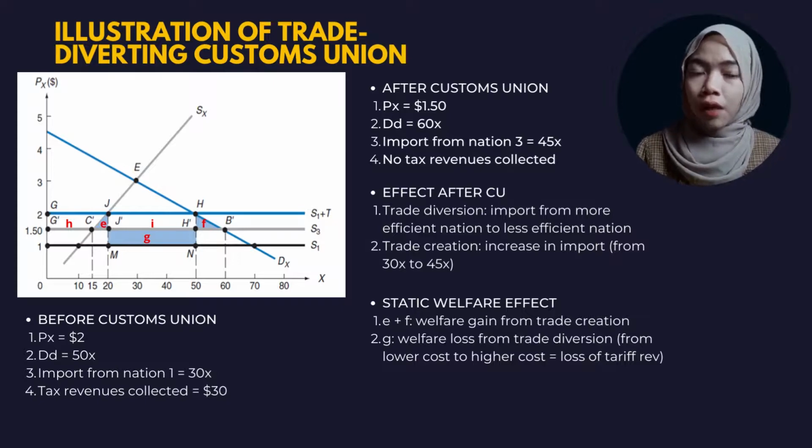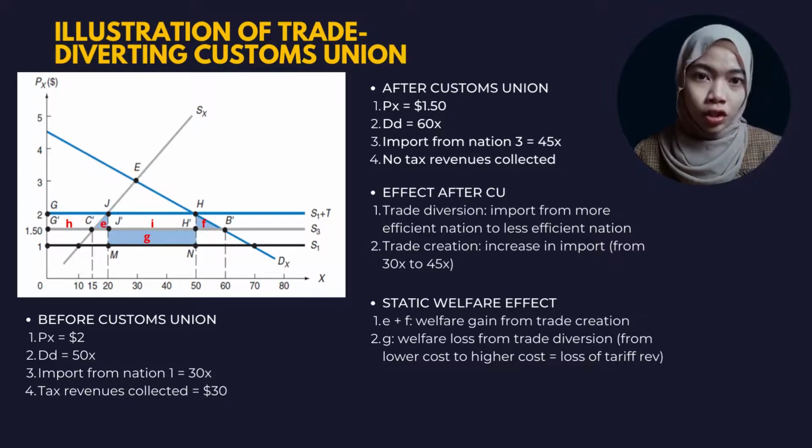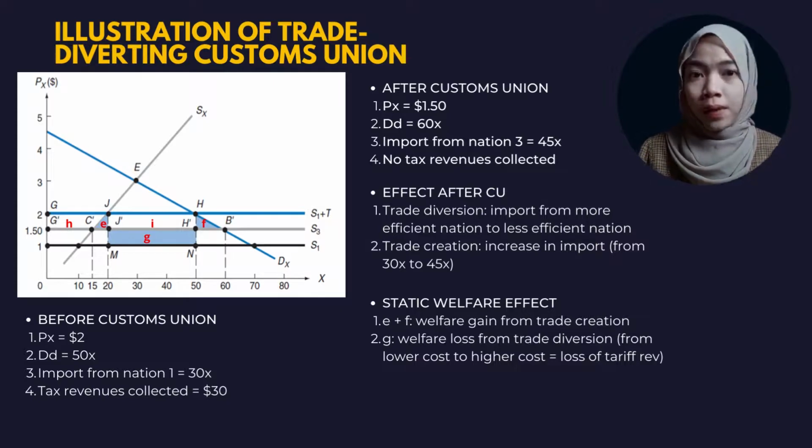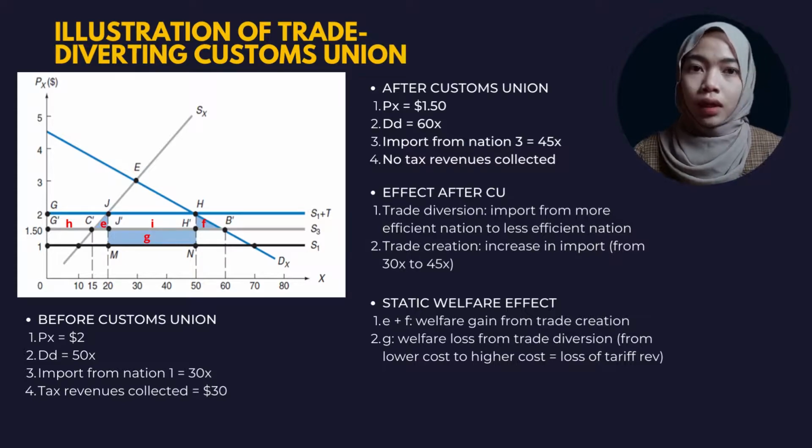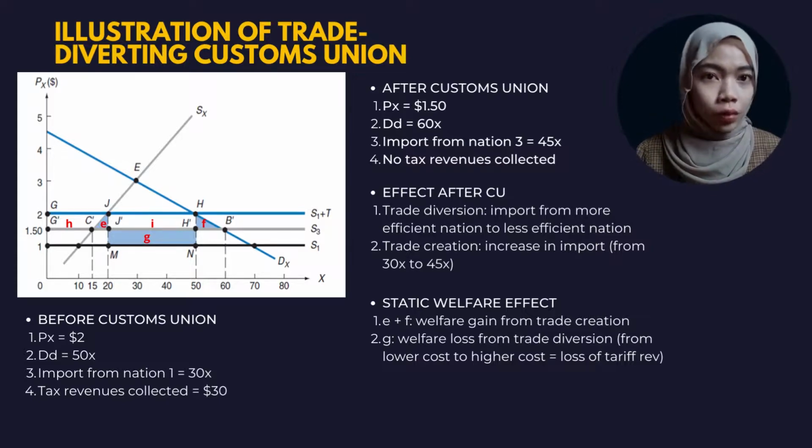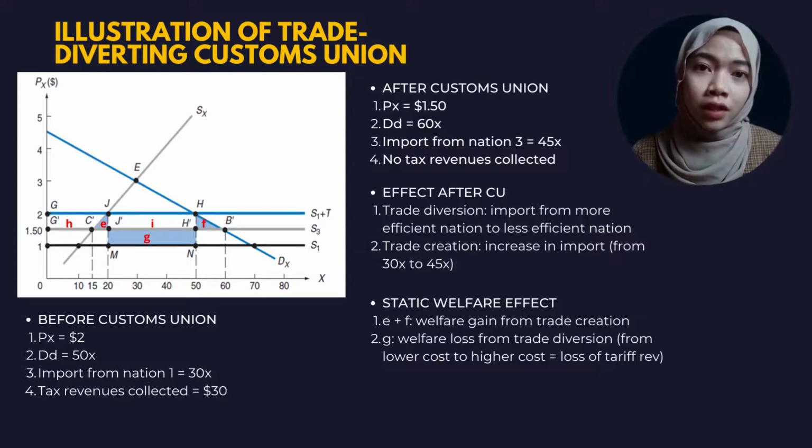These are the effects after joining the customs union. The imports of commodity X into nation 2 have now been diverted from the more efficient producer in nation 1 to the less efficient producer in nation 3 because the tariff discriminates against imports from nation 1, which is outside the union. Note that nation 2's imports of commodity X were 30X before formation of the customs union and 45X afterward. Thus, the trade-diverting customs union also leads to some trade creation.